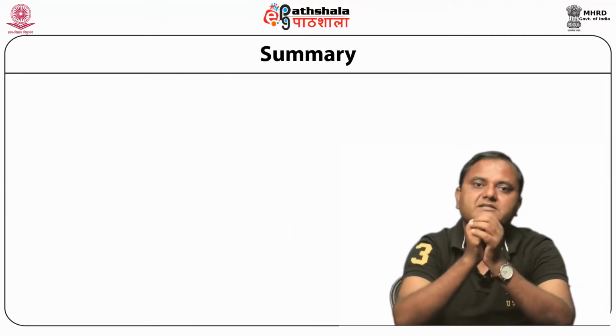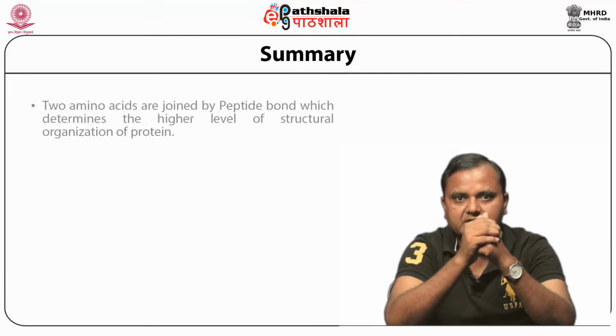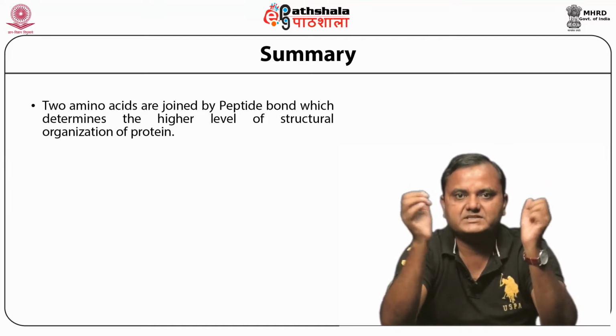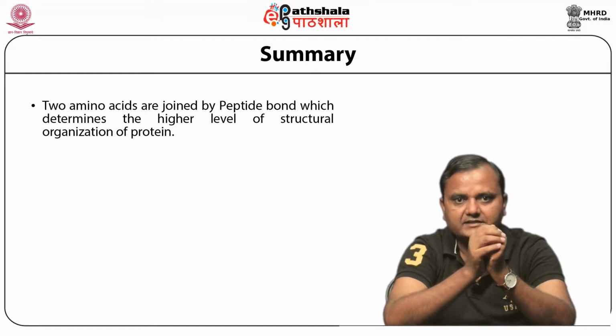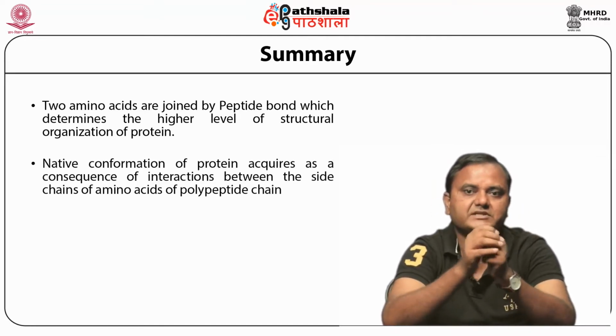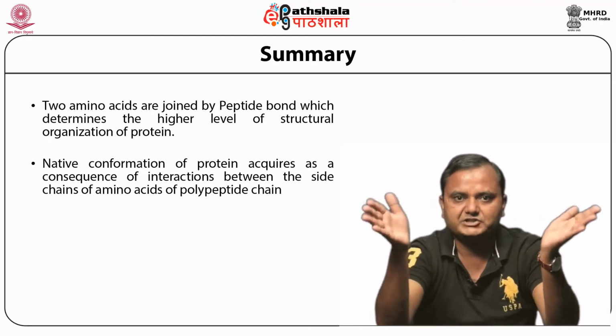So students, let's now summarize what we learned in this module. The two amino acids are joined by a peptide bond, which determines the higher level of structural organization of the protein. And the native conformation of the protein is acquired as a consequence of interaction between the side chains of the amino acids of the polypeptide chain.